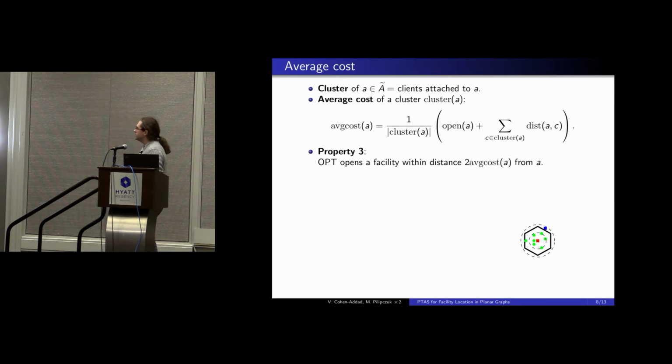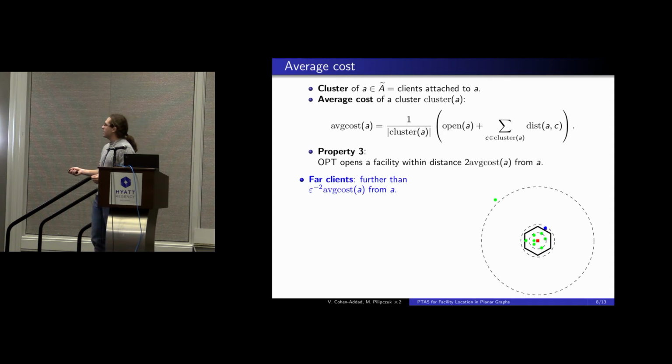Now let's look at the far clients. So we have this property. I scaled down the picture, so this is like this twice average cost radius. There's some optimal solution up here. But there's some client far away, and actually this picture is wrong. Actually, this client should be in this cell, yeah? I mean, this client is in this cell, and this cell is really stretched away so that there's a client at 1 over epsilon squared times the average cost.